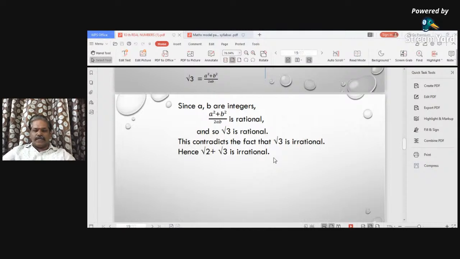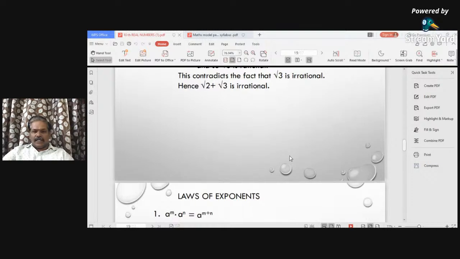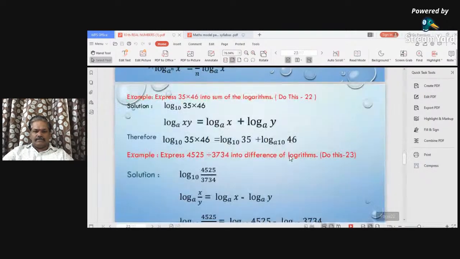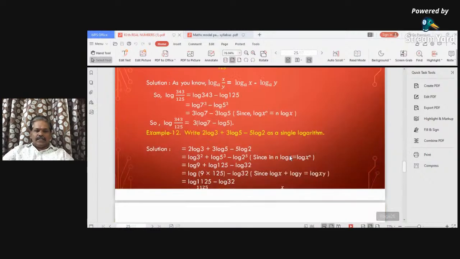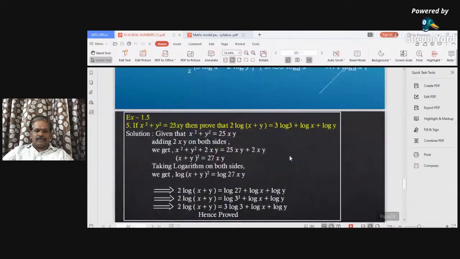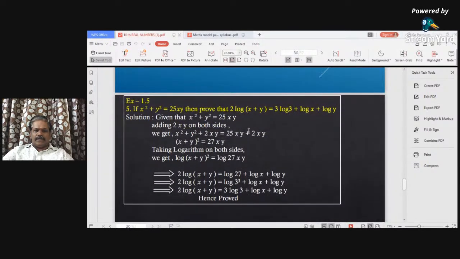So these are the expected questions from the exercise Real Numbers, the first part, and we have the second part, logarithms. In that we have the possibility of an 8 marks question from exercise 1.5 model: if x square plus y square is equal to 25xy, then prove that 2 log of x plus y is equal to 3 log 3 plus log x plus log y.